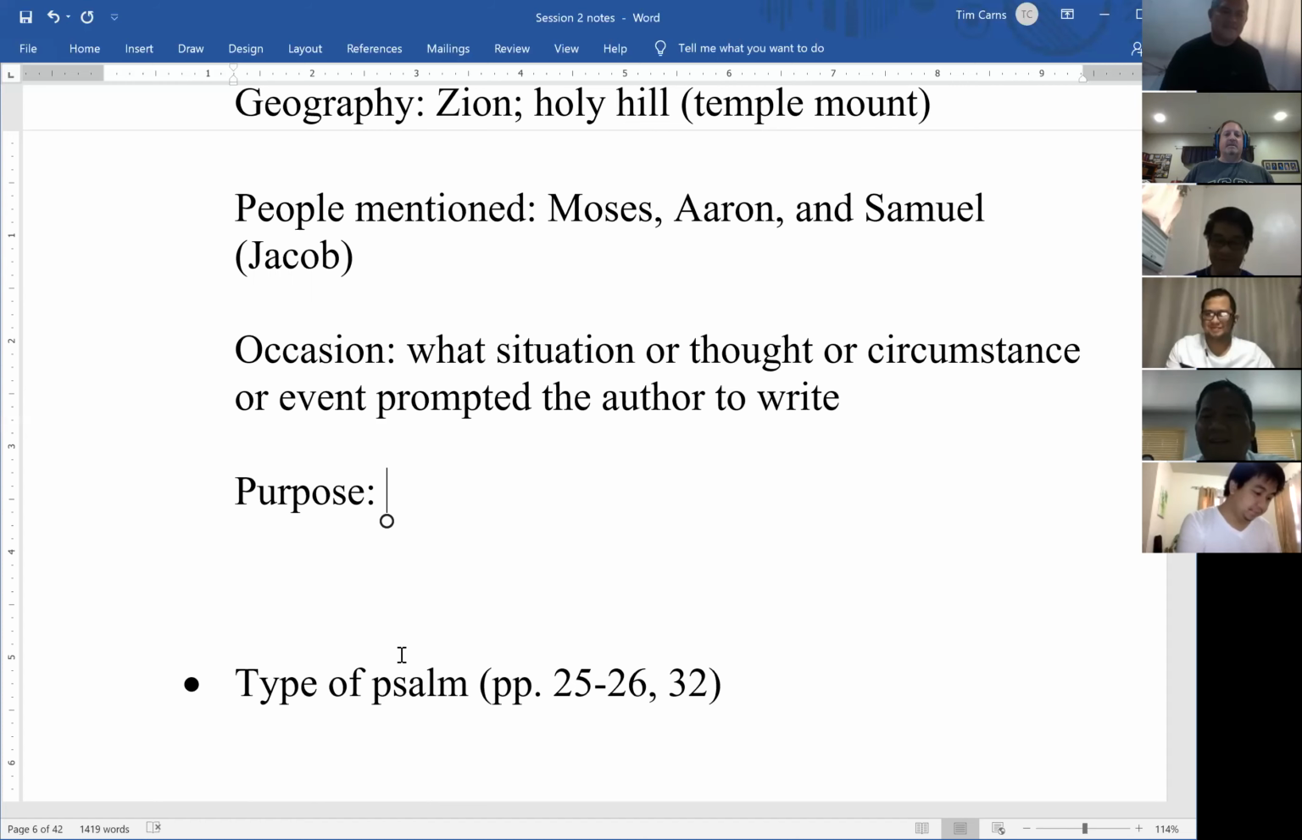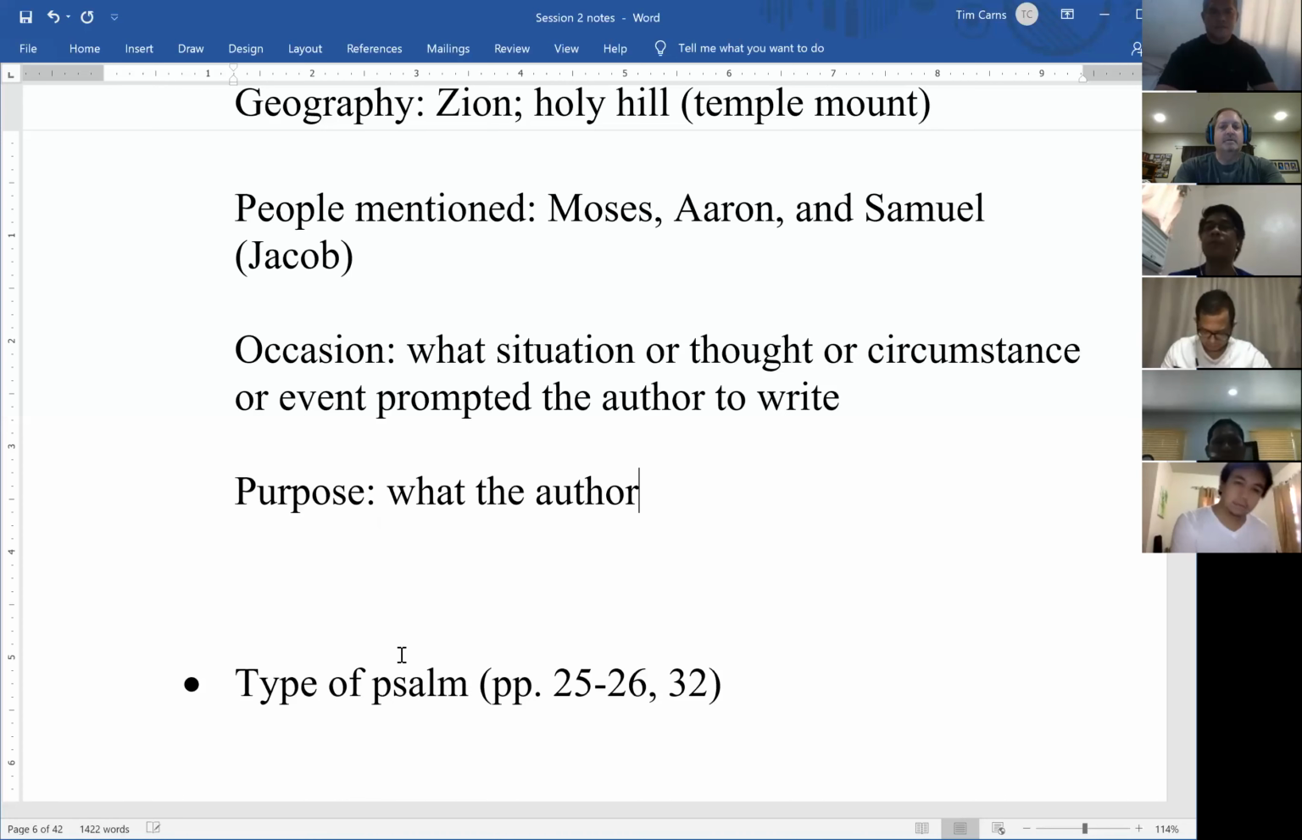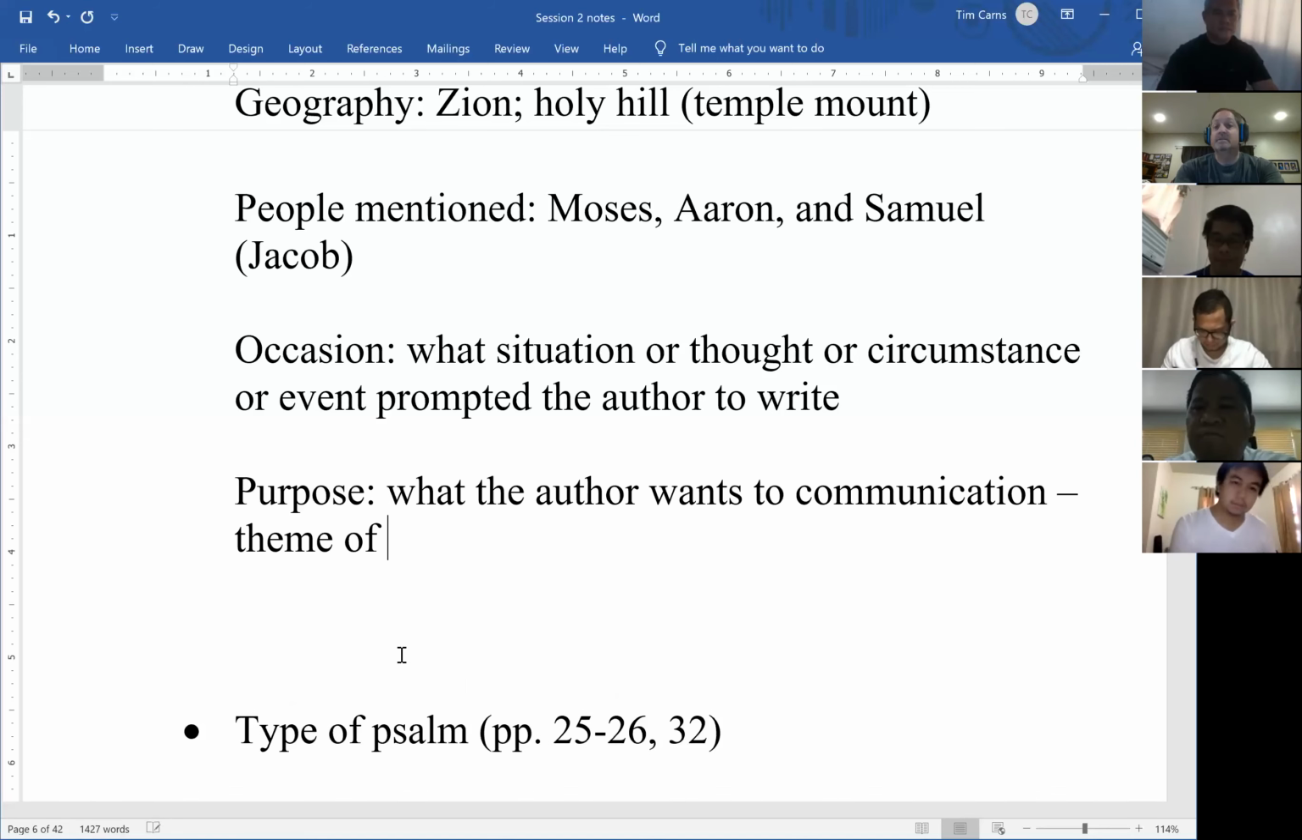The purpose is the intent of the author, what he wanted to communicate, the theme or point of his writing. The occasion is just what caused or prompted him to write. This will be true for epistles, for narratives, for every book of the Bible. There's always something that prompts the author to write, and then there is a theme, a focus, or an intent in what he's writing, what he wants to communicate. We could call it the theme of the writing, in this case the poem.